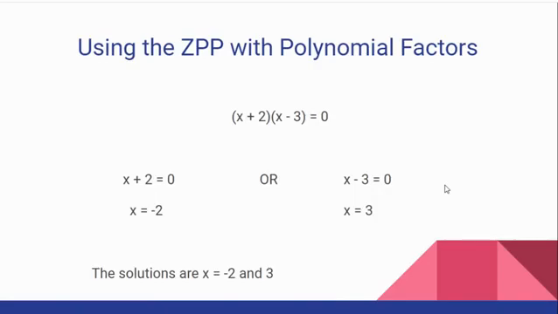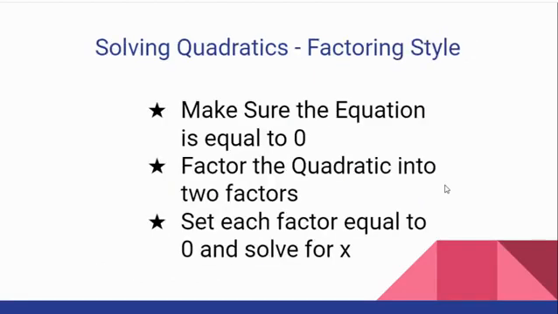Remember from last lesson that most quadratics do have two solutions. That is why I ended up with two solutions. Because of the zero product property, we can factor quadratics with an x term and use those factors to solve.